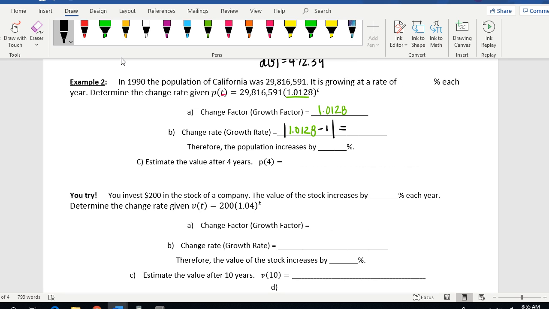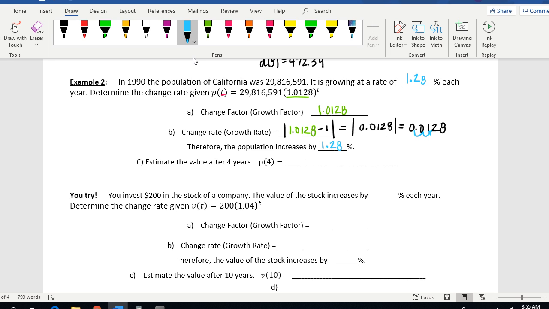So 1.0128 minus 1 is actually the absolute value of 0.0128, and the absolute value of that is 0.0128. I'm going to change my change rate to a percent, so I'm going to move the decimal 2 places to the right. So I get 1.28%. So our population is growing at 1.28%.